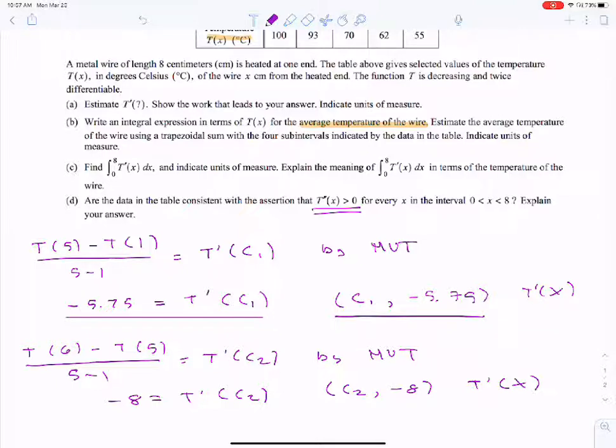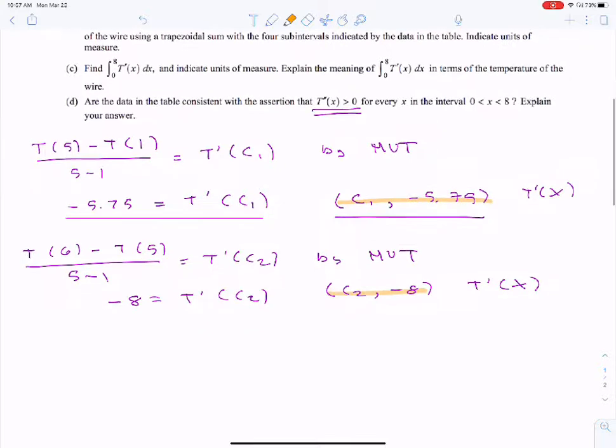Okay, so now I have two specific points on my T prime function. I'm going to use them. I need to take the derivative again. I need to know the second derivative. How am I going to take it? The same way I've done here. So I'm going to take T prime of C2 and subtract T prime of C1, over C2 minus C1.